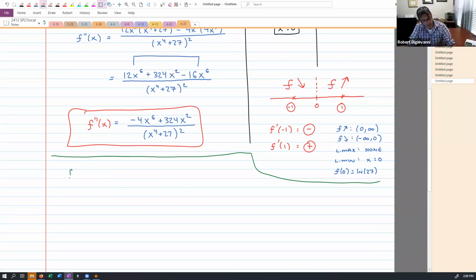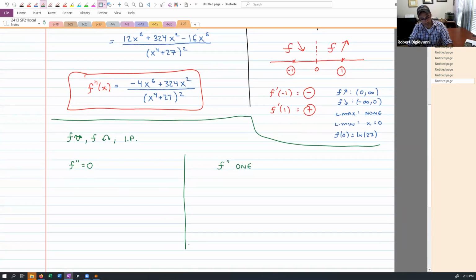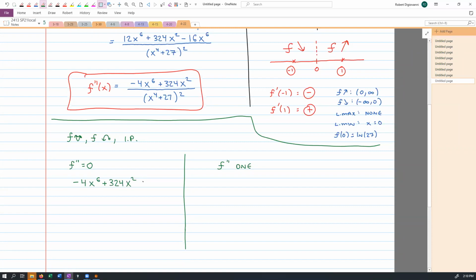Now I need to figure out where the function is concave up, where the function is concave down, and where I might have any inflection points. So I take my second derivative and I set it equal to 0, and then I take my second derivative and figure out where it doesn't exist. Here's my second derivative. To set it equal to 0 means I just take the numerator and I set it to 0.